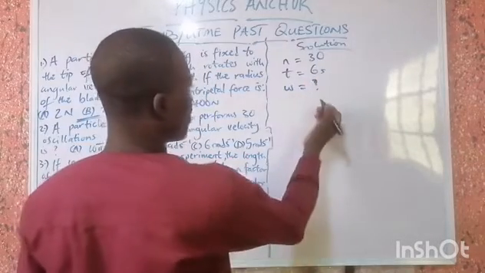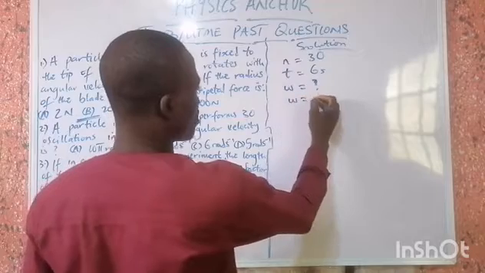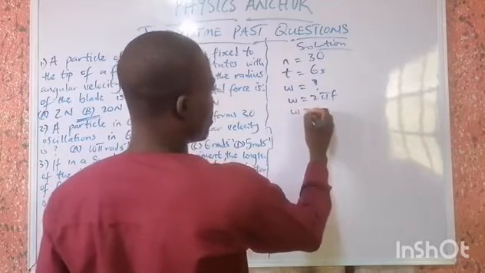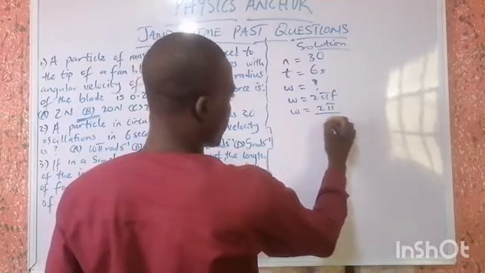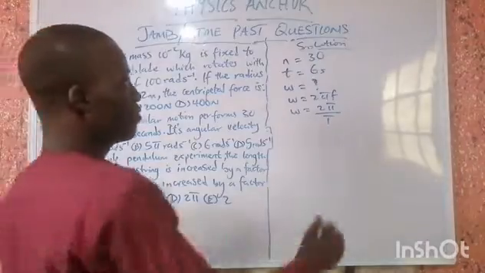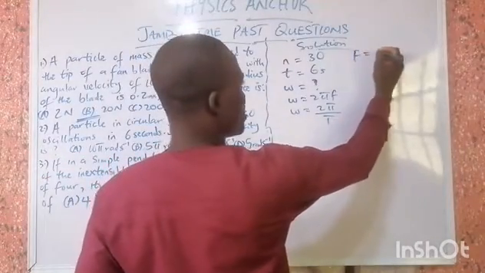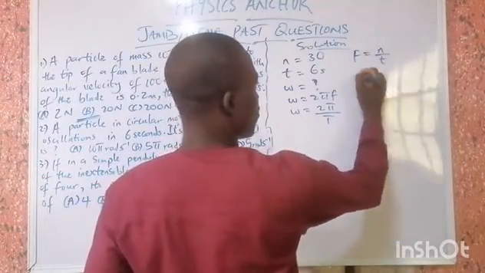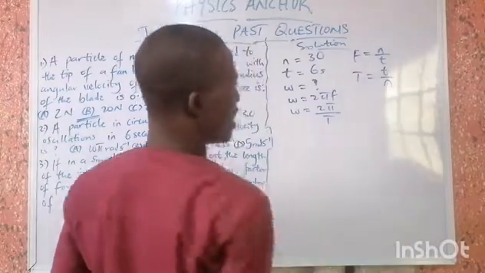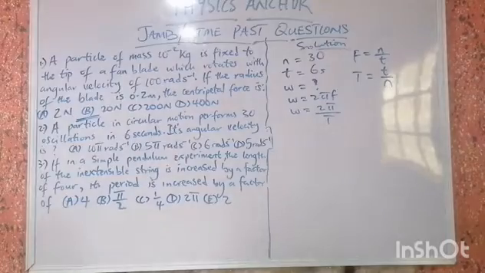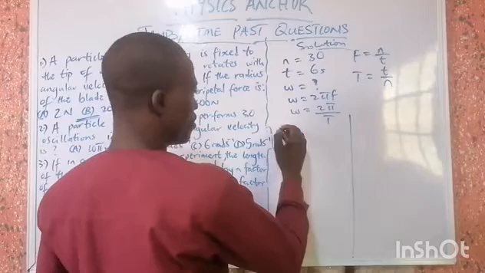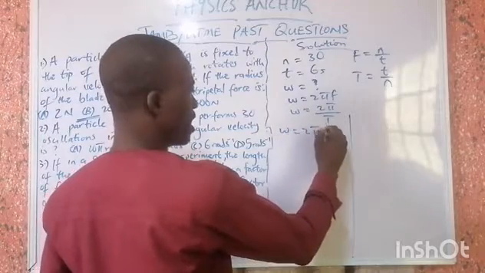We know that angular velocity can be calculated as 2 pi f, where f is the frequency, or you say w equals 2 pi over T, where T is the period. Either one you want to use is fine, because your f is n over t, while your period is t over n. So let me just use 2 pi f.